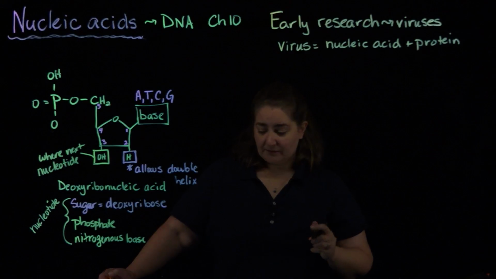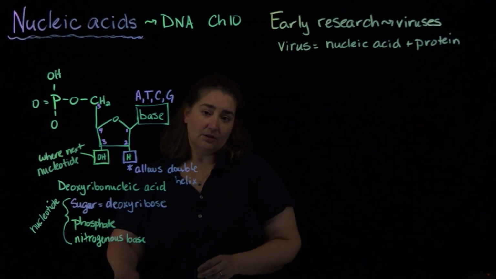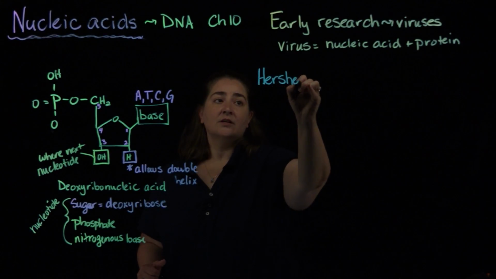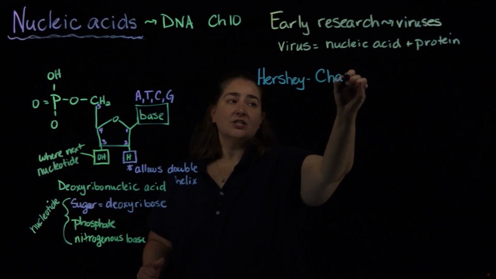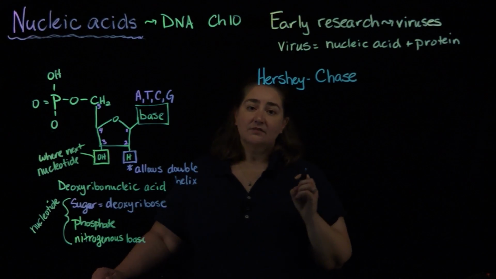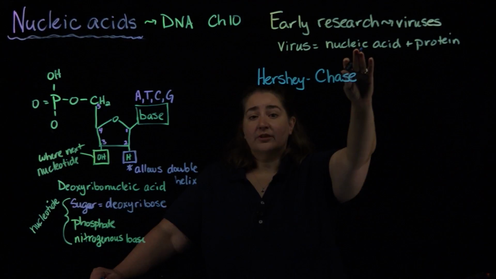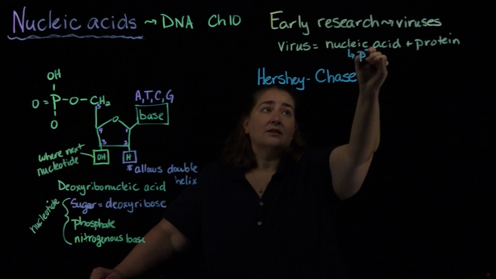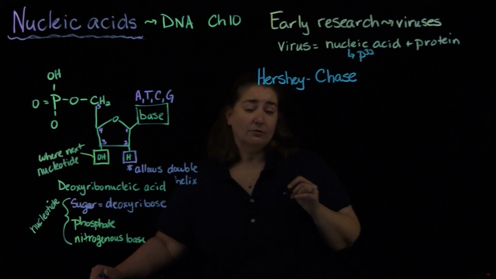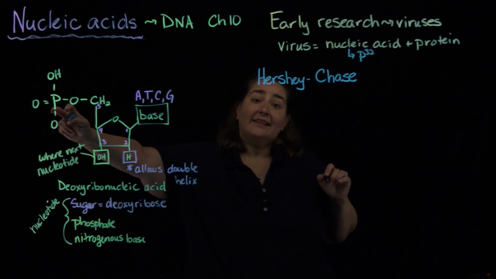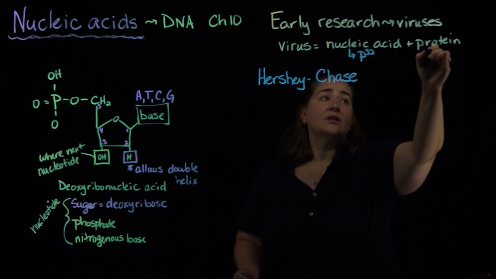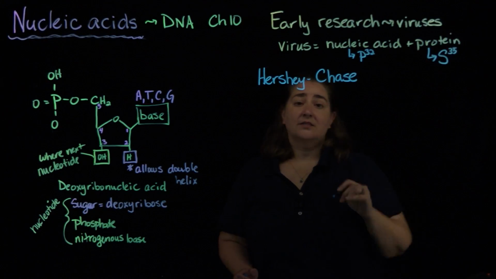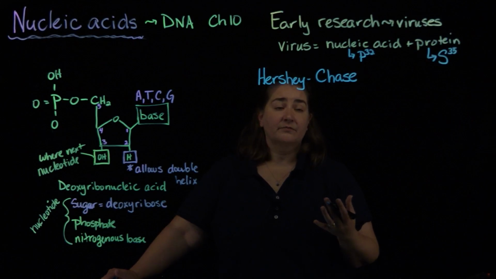And what happened, all right, and there's a video in the PowerPoints this week that I'd like you to watch. Two scientists, Hershey and Chase, did a series of experiments where they labeled the nucleic acid with one radioactive isotope. They labeled the nucleic acid with P32, or phosphate 32, okay? That's the part of the molecule that got labeled. The protein was labeled with S35, or sulfur 35, okay?